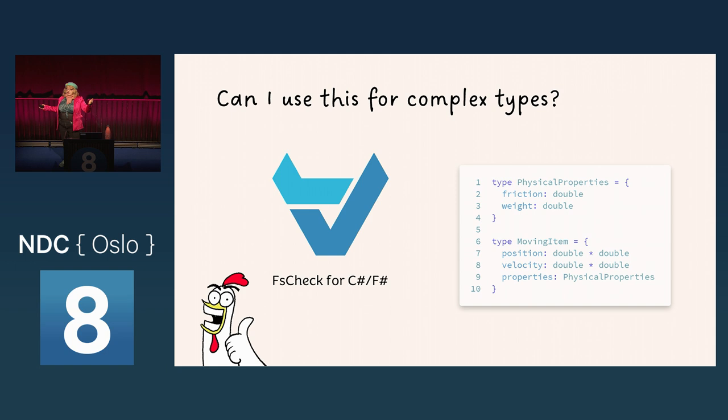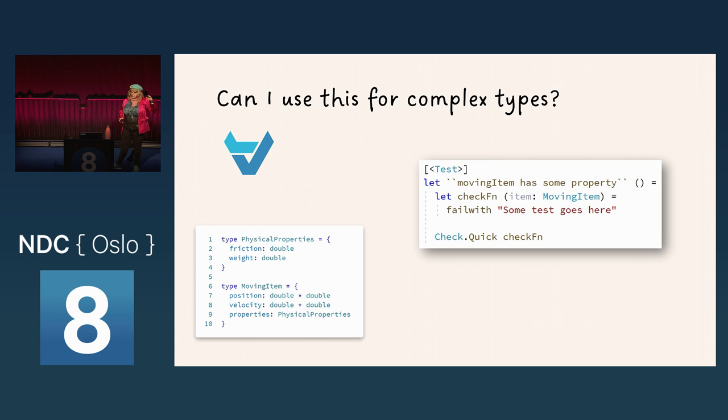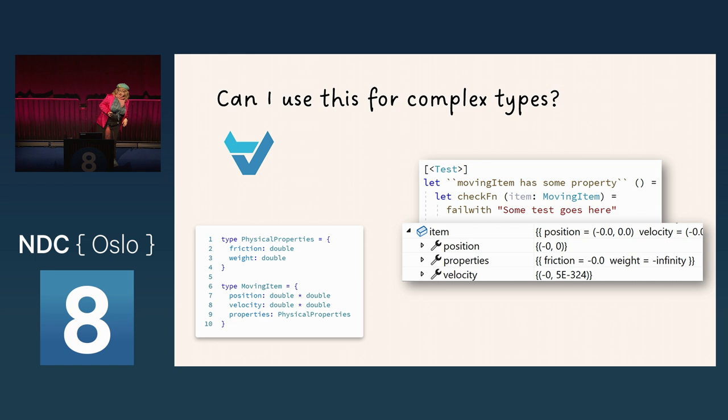Let's say as an example, I'm writing this physics simulation. I've got some nested objects, tuples, that kind of thing. If I put this as an argument into a property-based test, FsCheck, because it's .NET and you've got runtime types, can inspect this type and figure out, with some magical reflection stuff, how to actually make a moving item. It kind of reverse engineers it and generates things for you.